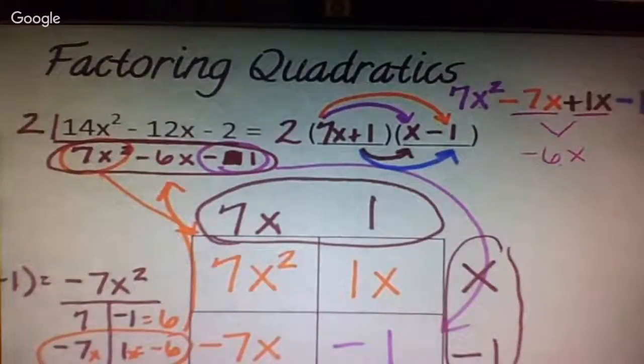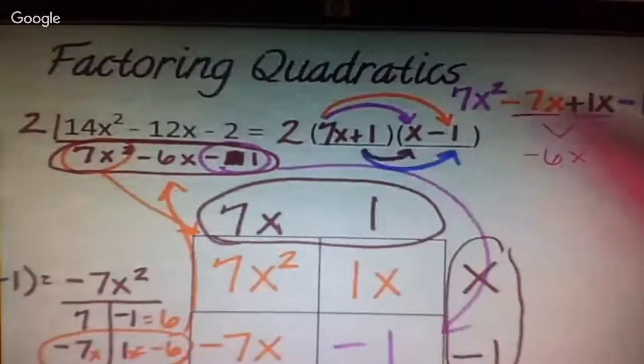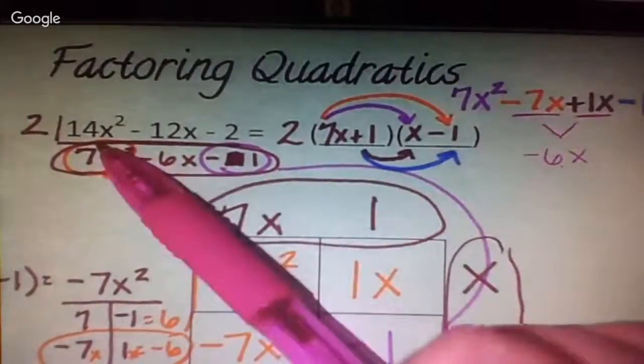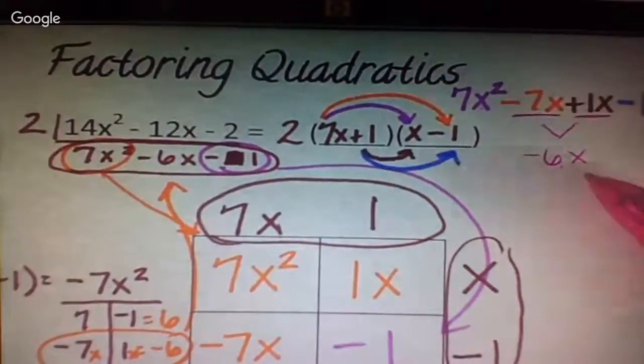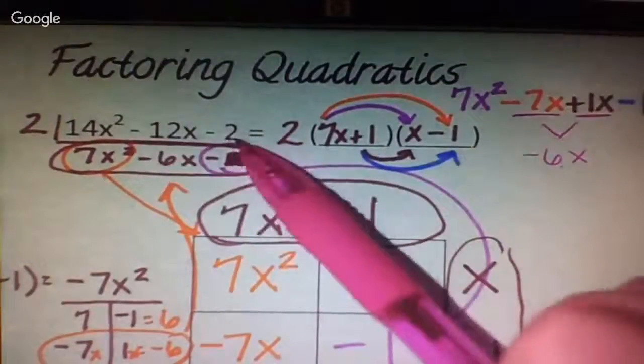Okay. You can also go that step further with the 2 that you pulled out. When I multiply this by 2, it gives me 14. If I multiply this by 2, it gives me negative 12. And when I multiply this by 2, I get negative 2.